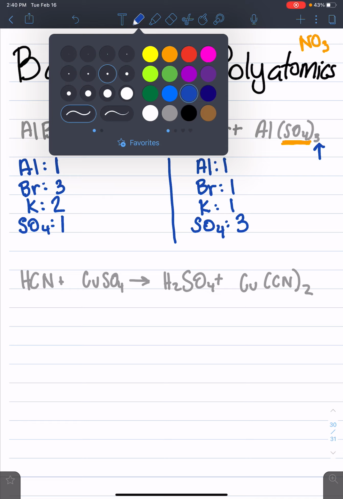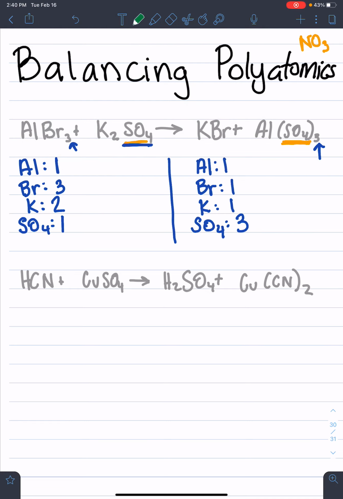So now let's finish balancing this equation. So Al is 1 and 1, that works. Br is 3, so we need to times this side by 3 to get 3 over here. Make sure we put our 3 in up top.